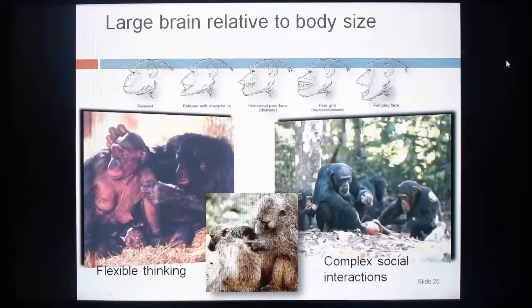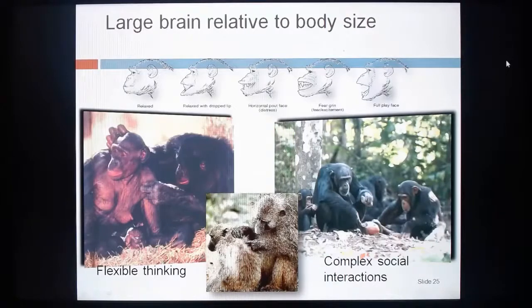And the empathy is on the face with apes. And you can see it in the small sketches above: the relaxed facial expression, relaxed with a dropped lip, horizontal pout face, which is distress, a fear grin, fear or excitement, and full play face. What is happening is each individual is broadcasting what's going on with them, so the other individuals can see.